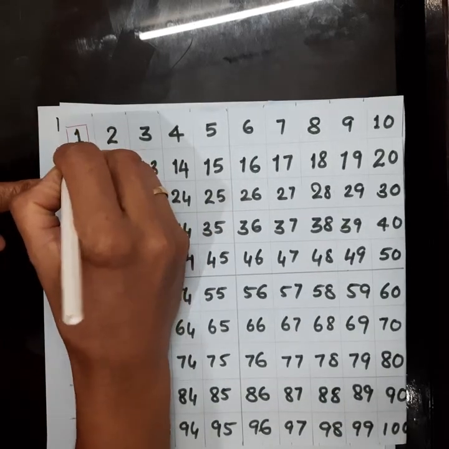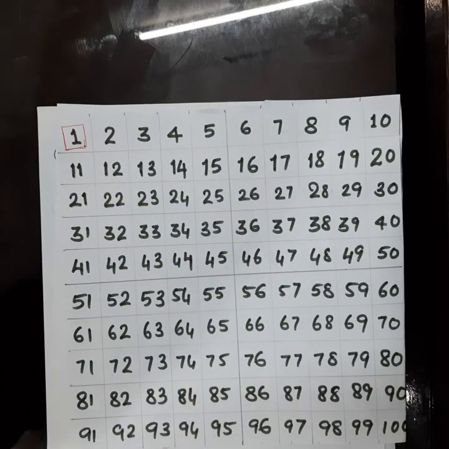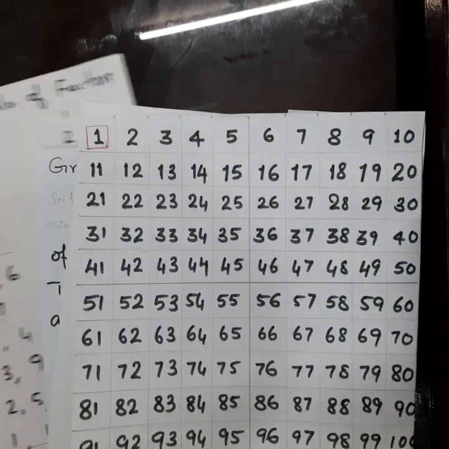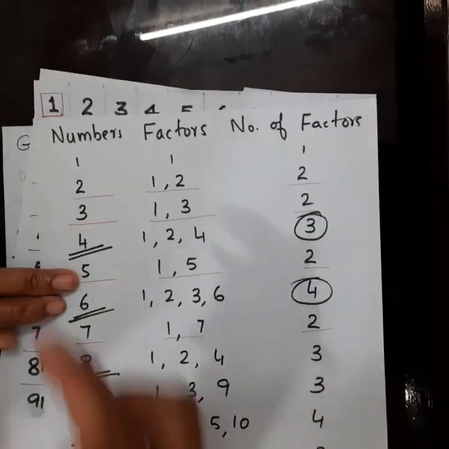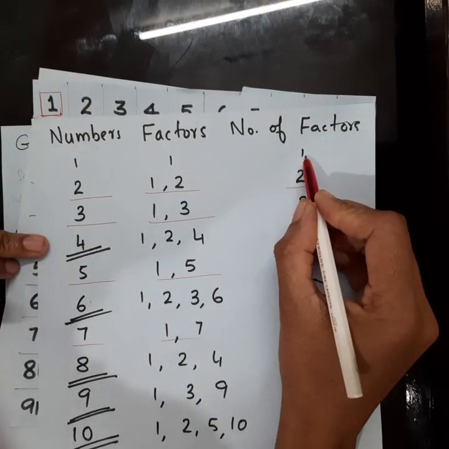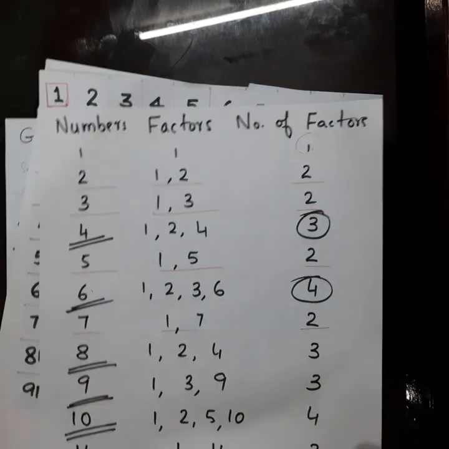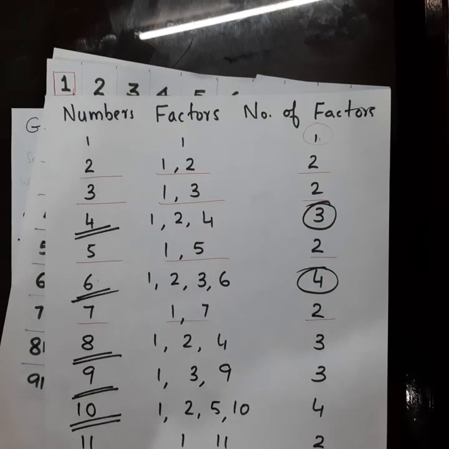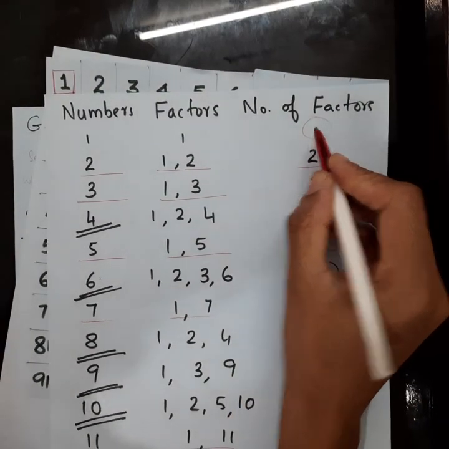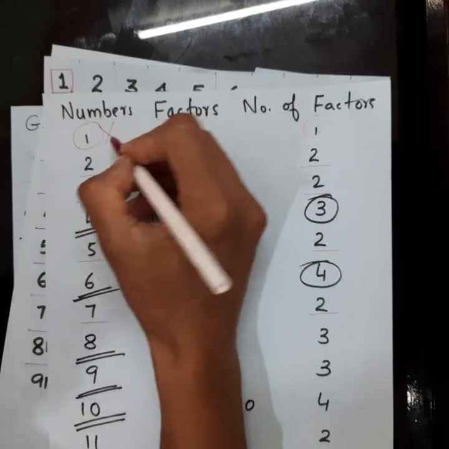Why are we making this number 1 in a box? Because when we find the number of factors of 1, we have only one factor, so it is not a prime number. What is the definition of a prime number? A prime number has exactly two factors. It has only one factor, so it is not a prime number.